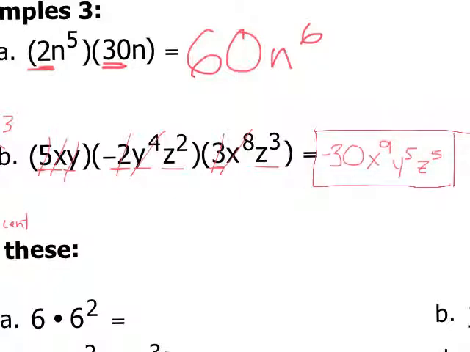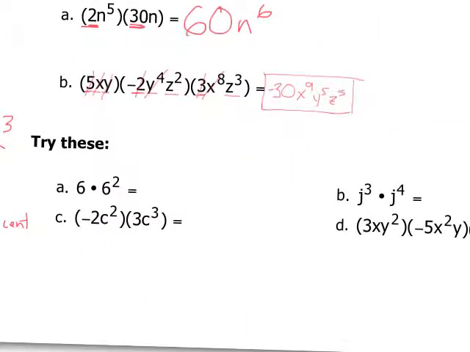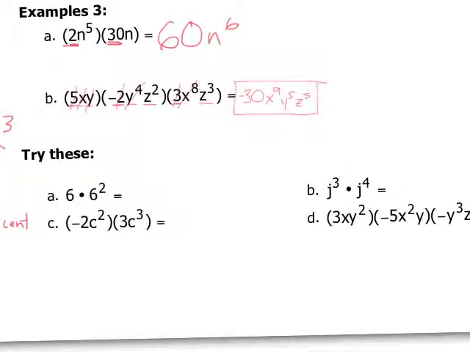So I have -30, x to the 9th, y to the 5th, z to the 5th. And I've combined all of my like bases. I've multiplied all of my coefficients, so I'm done. Okay? All right, how we doing? We still got plenty of time. So go ahead and do the 4 try these down at the bottom of that page with your partners.